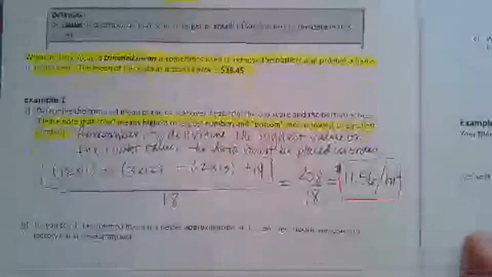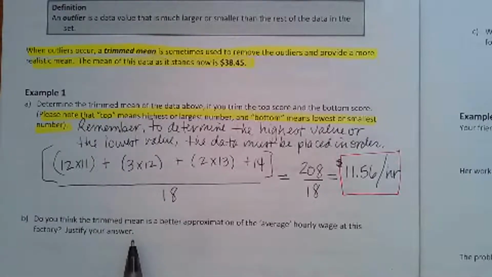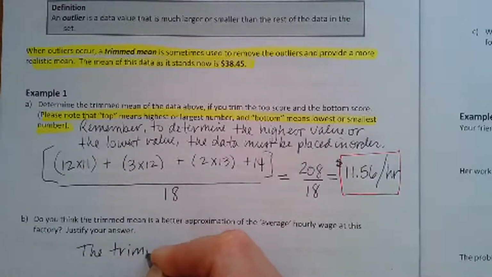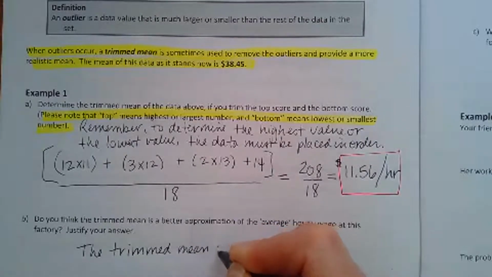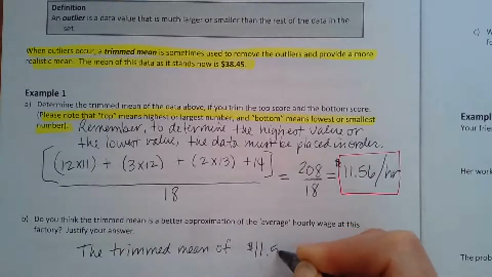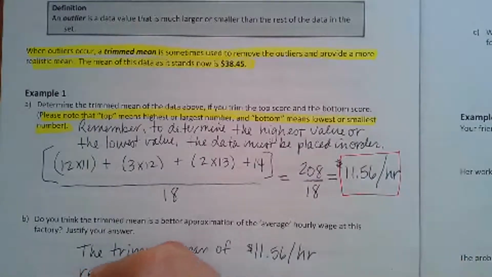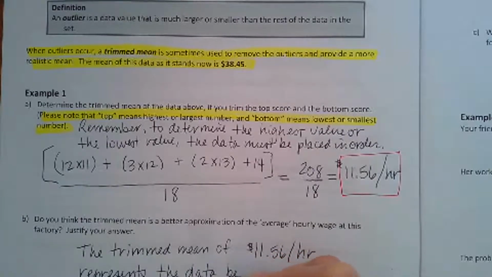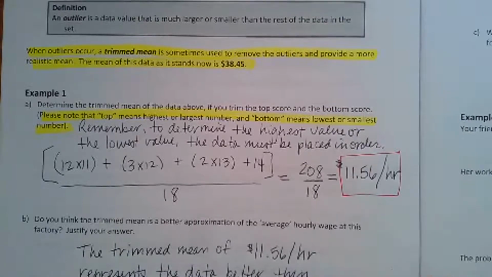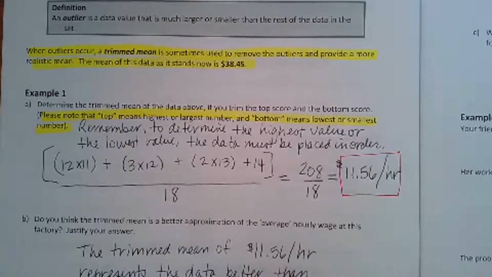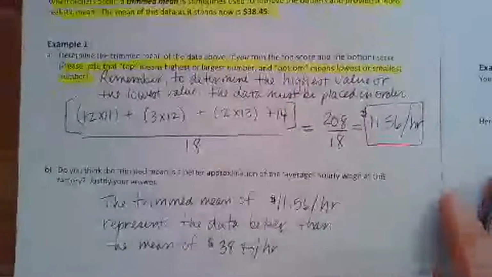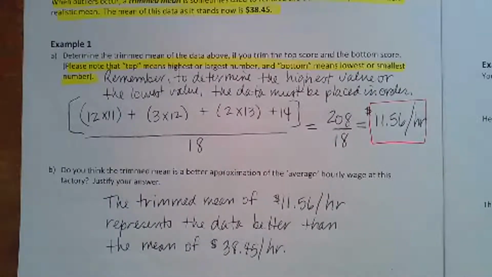Okay, let's answer this question as I was just talking about this. Do you think the trimmed mean is better or the regular mean? The trimmed mean of $11.56 per hour represents the data better than the regular mean, right? Than the mean of $38.45 per hour. Okay. Because the trimmed mean gets rid of that super high number. Right? So just get you a look at that.